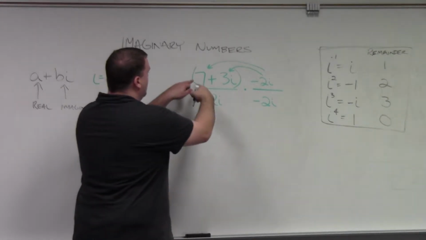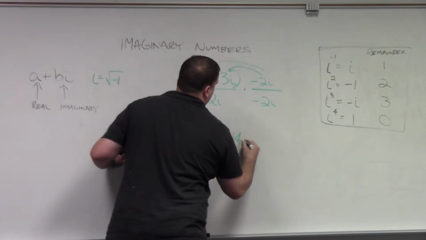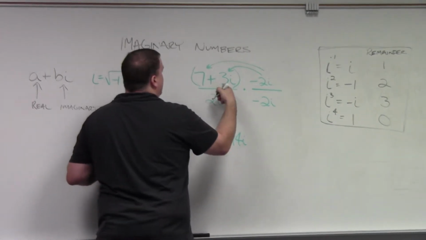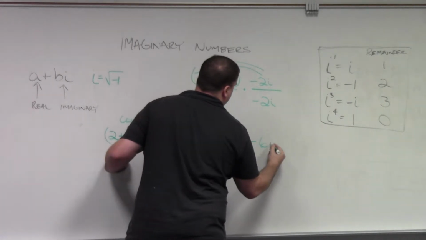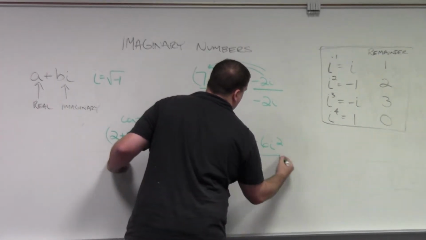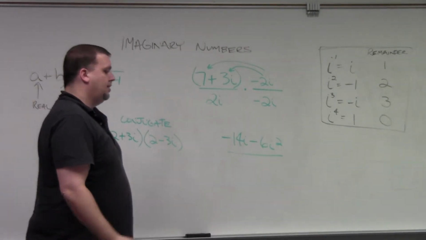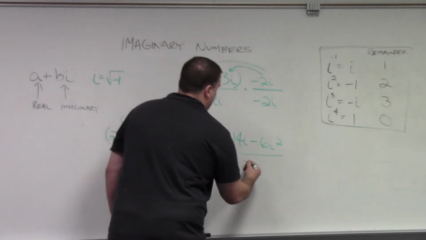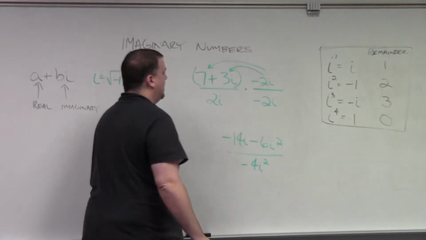So let's work that. What's 7 times -2i? -14i. What's 3i times -2i? -6i squared. -6i squared, perfect. On the bottom, I've got 2i times -2i. -4i squared. Still got that i times the i.